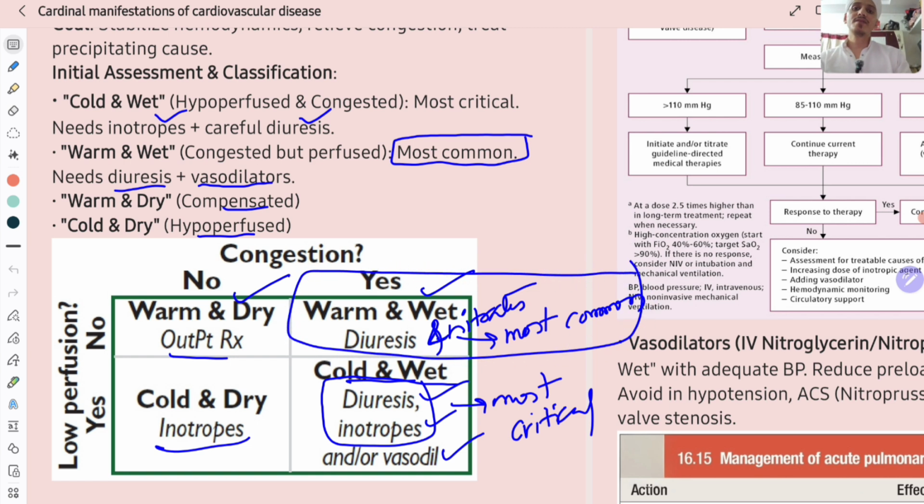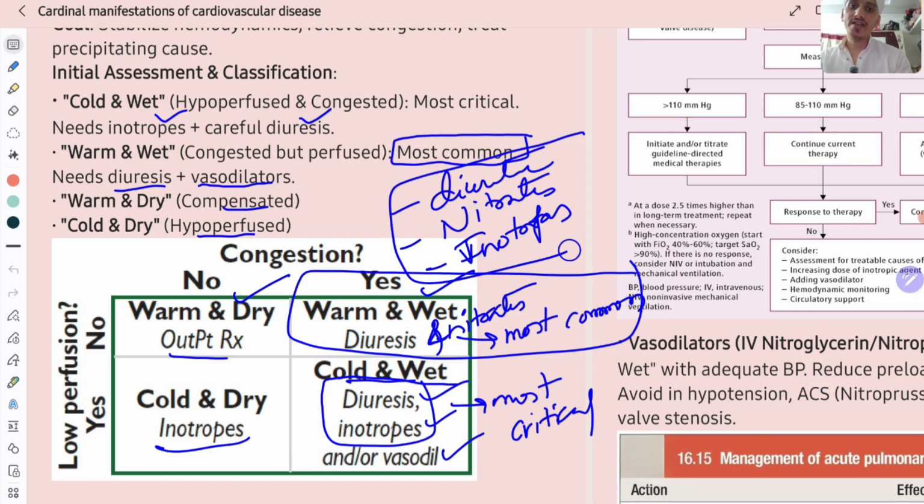So this diagram, you are just knowing. Now you have to know that you are going to give diuretics for symptomatic treatment, and nitrates, and vasoconstrictors, nothing but inotropes. These are the cornerstone of management of acute heart failure. And guideline directed medical therapy is something you should give the patient, which we'll learn in coming slides.